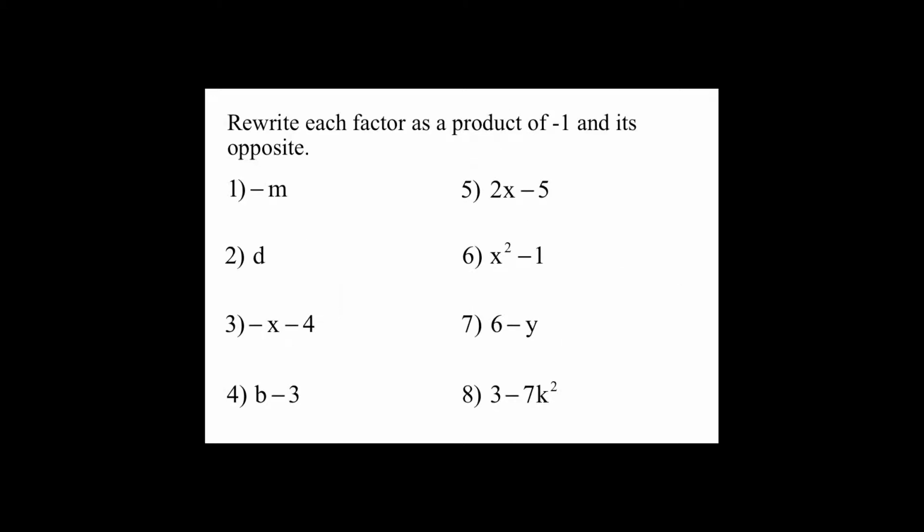Now, to rewrite each factor as a product of negative 1 and its opposite, so what's the opposite of negative m? It's m. So if I take negative 1 times positive m, I would get the equivalent of negative m. So I'm rewriting every single one of these as a product of -1 and the opposite. So what's the opposite of -D? It's D. So D times -1. Okay, pause the recording and see if you can finish this up.